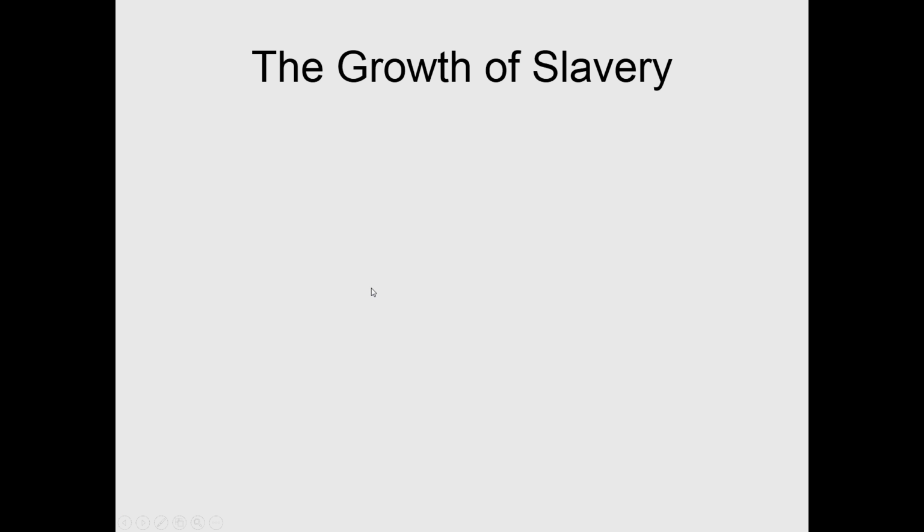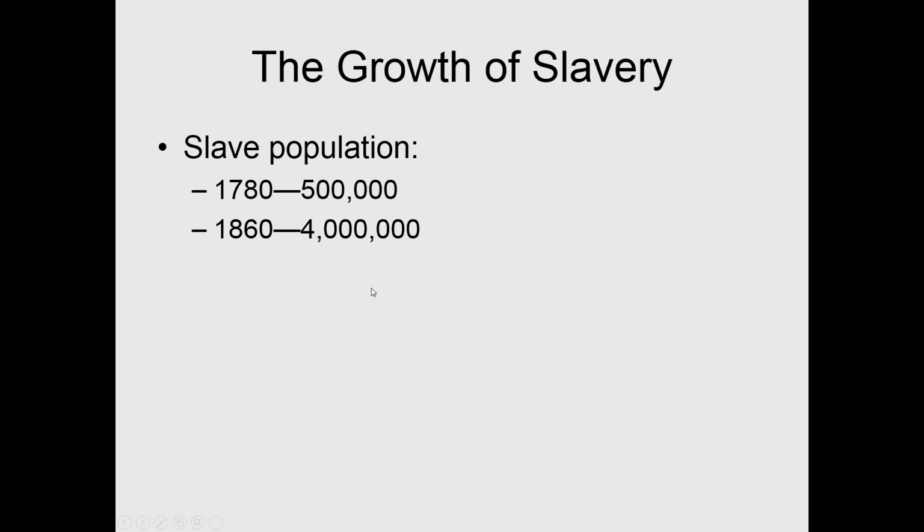Now, the growth of slavery was as dramatic as the increase in cotton production. Between 1780 and 1860, the number of slaves went up eightfold. And when you consider that they were far more efficient because of the cotton gin, this gives you some idea of the size of the increase.